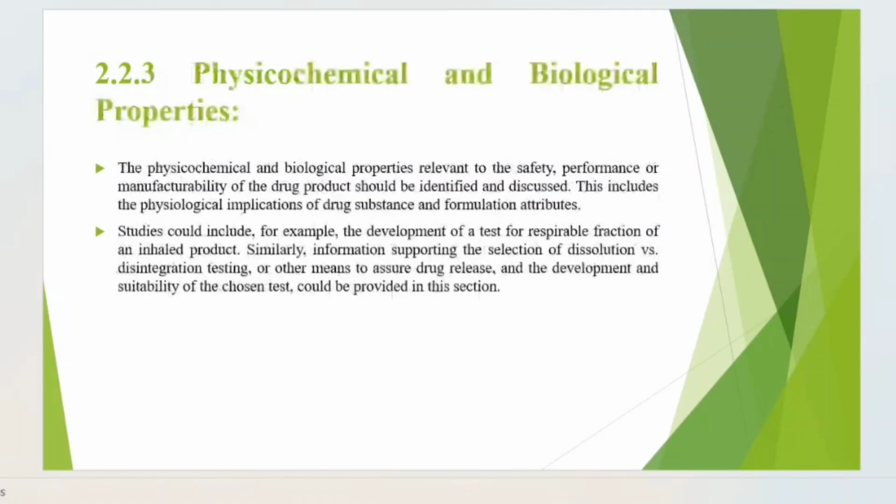Then physicochemical and biological properties. The physicochemical and biological properties relevant to the safety, performance, or manufacturability of the drug product should be identified and discussed. This includes the physiological implications of drug substance and formulation attributes.